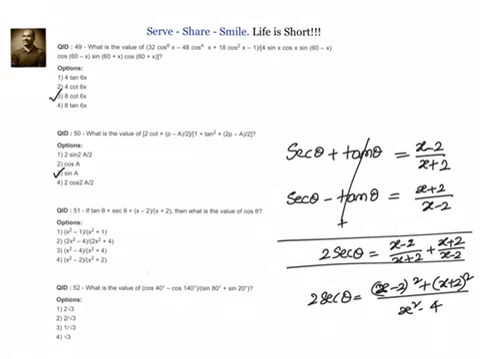So can I go ahead and write down 2 secant theta is equal to 2 into x square plus 4 divided by x square minus 4. 2 will cancel out. We have secant theta equal to x square plus 4 by x square minus 4. We know cos is reciprocal of secant. So cos theta is equal to x square minus 4 by x square plus 4. Let's go to the next one.